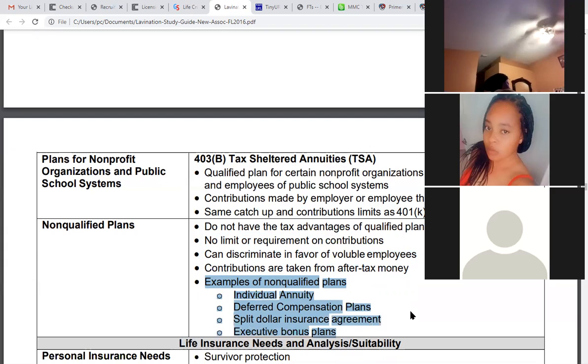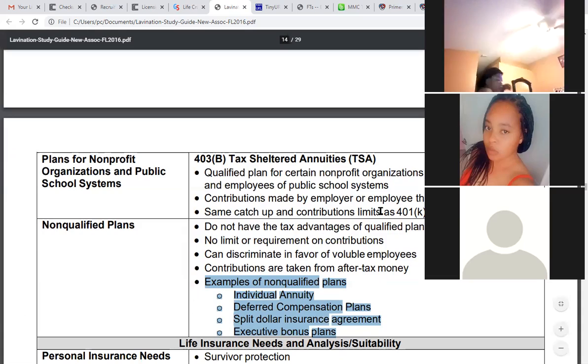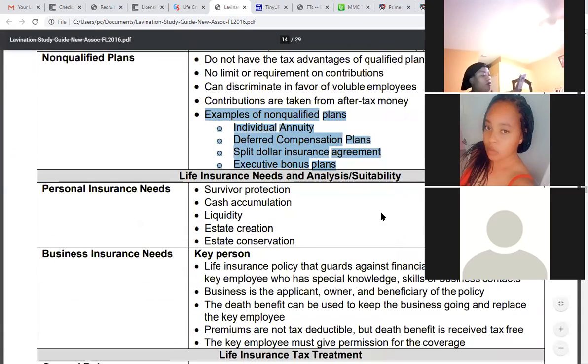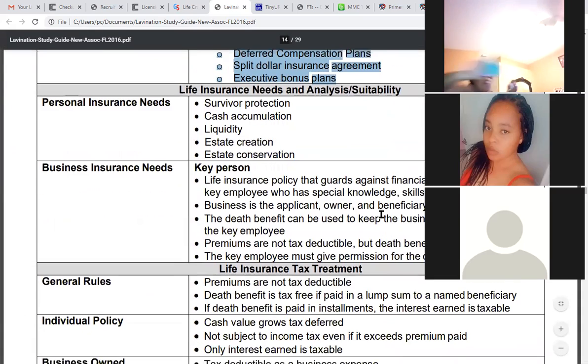Everything else is qualified. An individual annuity is a non-qualified plan. A deferred compensation plan is a non-qualified plan. A split dollar plan is a non-qualified plan. An executive bonus plan is a non-qualified plan. These are the default plans that are non-qualified. Everything else is qualified. So if you know what's not qualified, then you should know what's qualified. Okay, that's pretty much that.